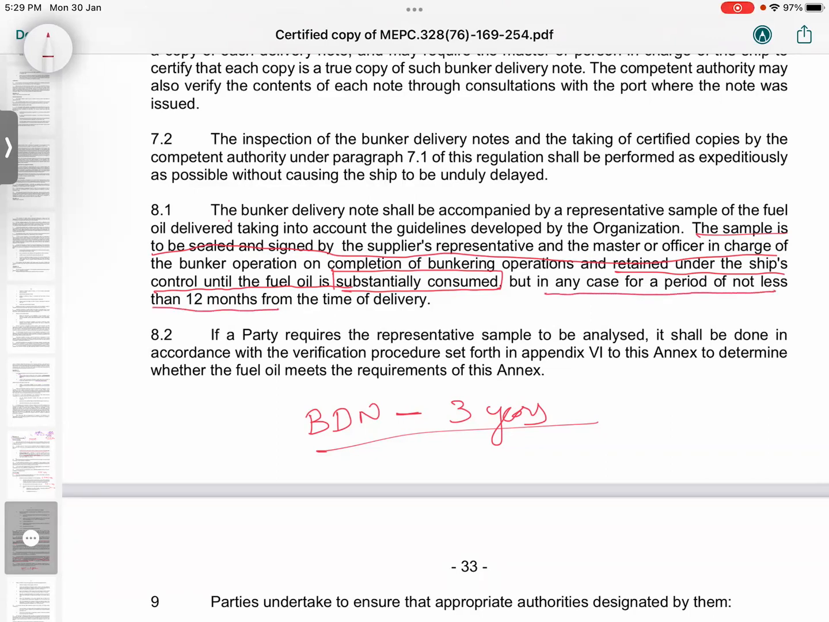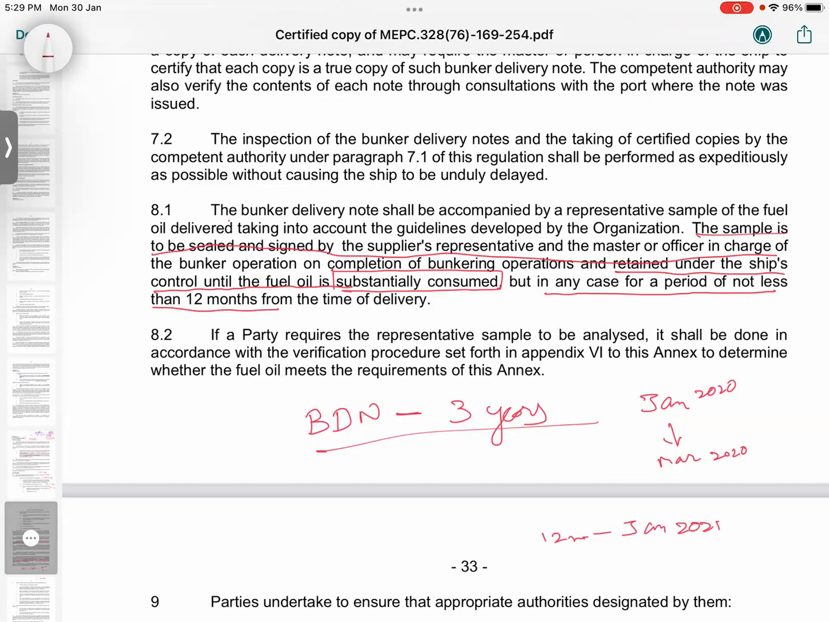Now suppose you got your fuel in January, right? You consumed it by March. Okay, January 2020. You consumed it by March 2020. So until what date will you keep it? Until January 2021. You have to keep it for 12 months.